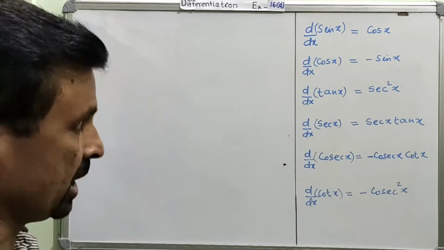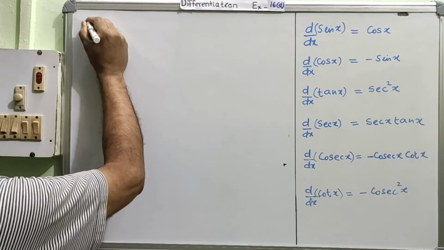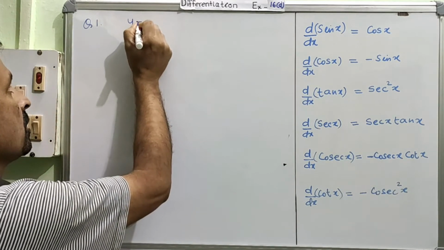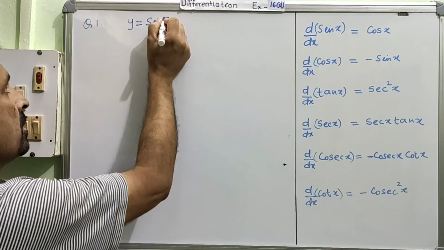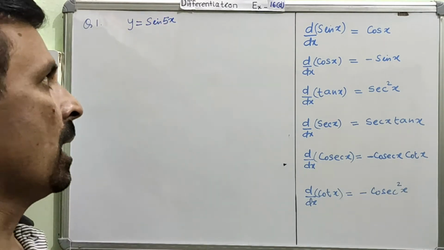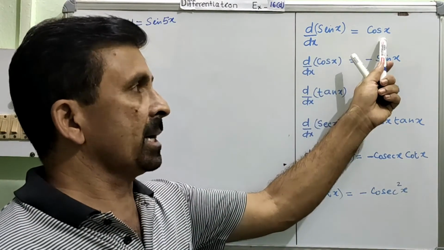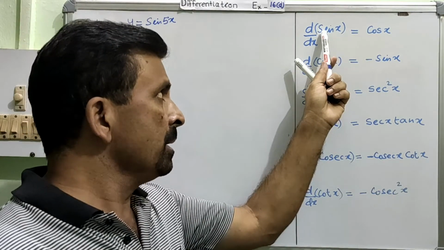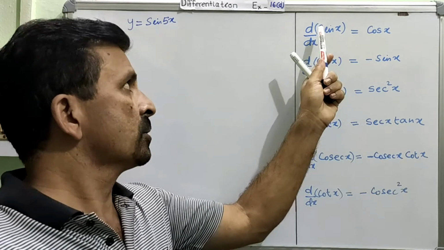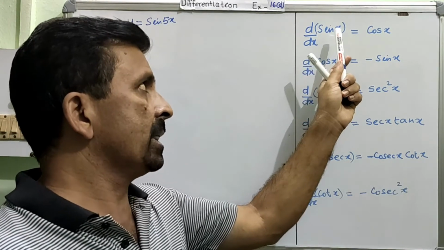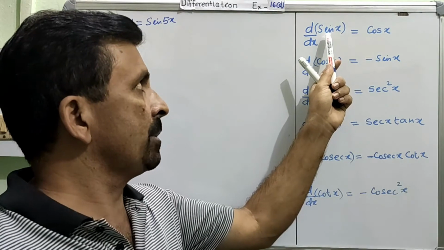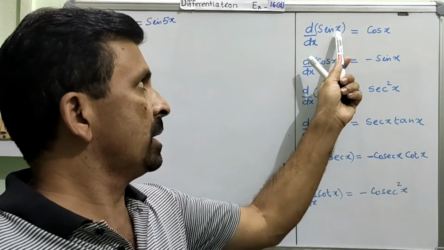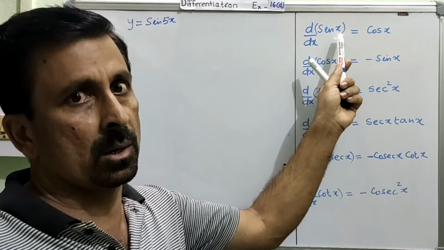So we will start with question number 1. This is the derivative of y is equal to sin 5x. Now here, when you find the derivative of sin x, it is coming as cos x, because we are finding the derivative of the trigonometric term as well as the angle. First we find the derivative of the trigonometric function and then we find the derivative of the angle. And when you find the derivative of x, you know the derivative of x is always equal to 1.